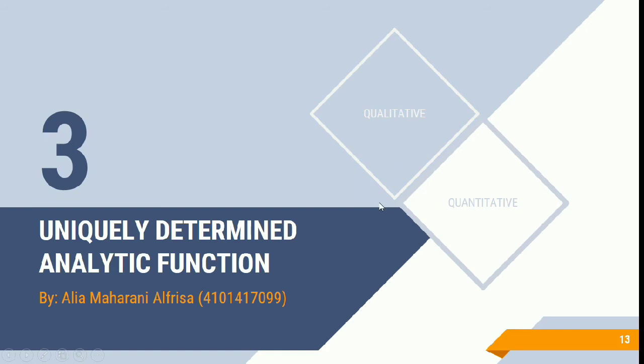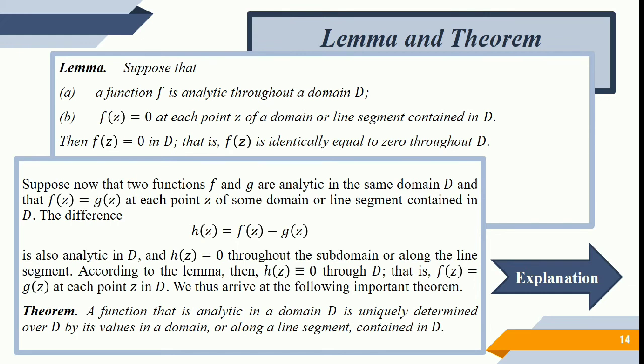Okay, I will continue with the third part of analytic and harmonic functions, that is, uniquely determined analytic functions. So first, there are a lemma and a theorem. The lemma: suppose that a function f is analytic throughout a domain D, and f(z) equals 0 at each point z of a domain or line segment contained in D. Then f(z) equals 0 in D. That is, f(z) is identically equal to 0 throughout D.